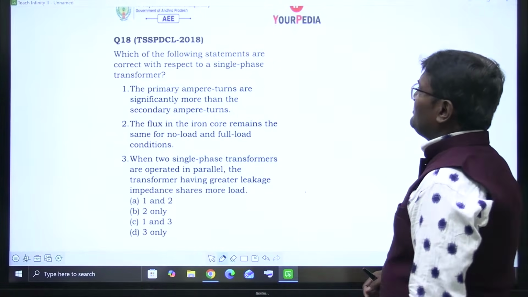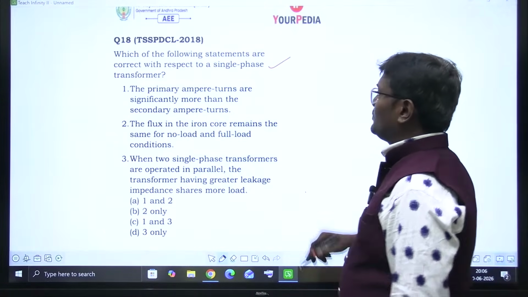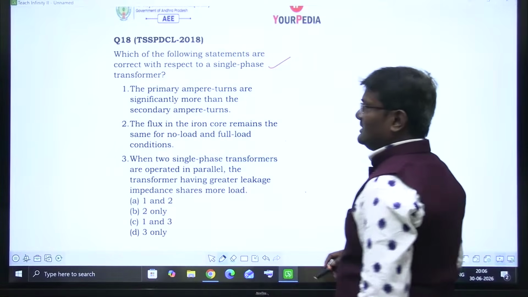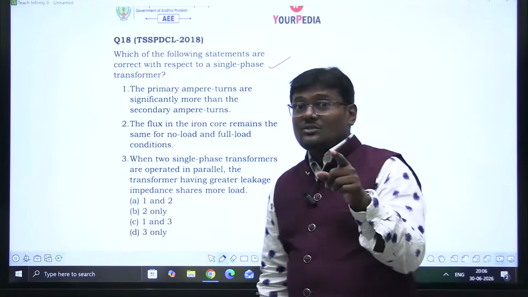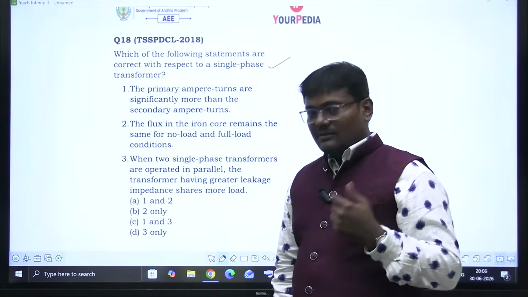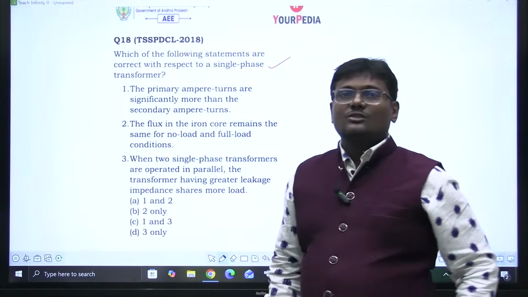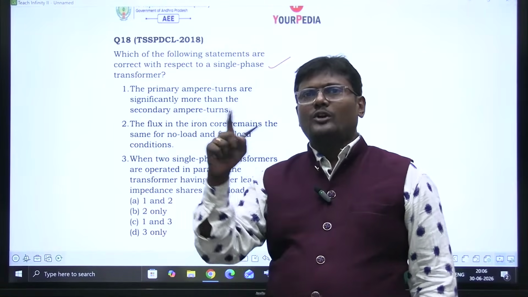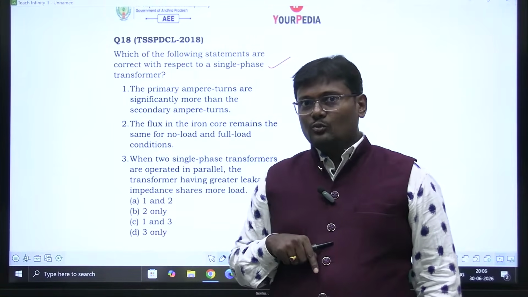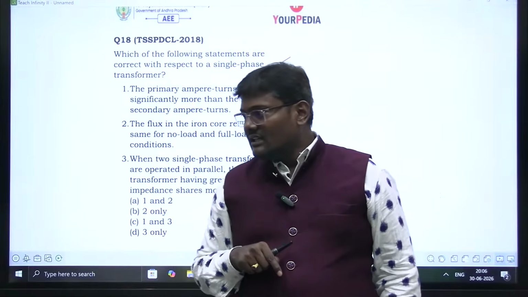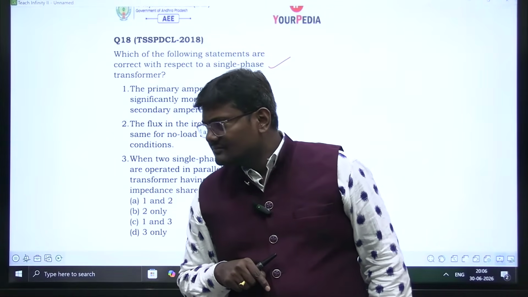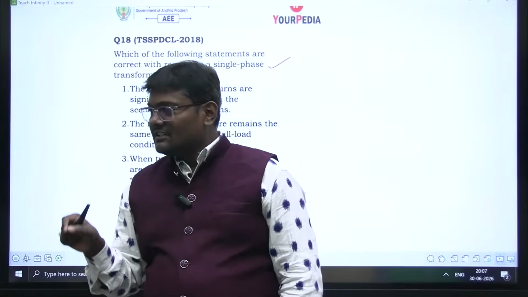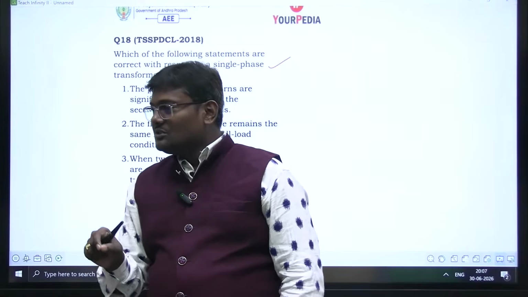Which of the following statements are correct with respect to a single phase transformer? The primary ampere turns are significantly more than the secondary ampere turns. I just explained this in the fourth or fifth question, where I1 is 2.24 amperes. How do we get 2.24? When the transformer is loaded, definitely I will share the questions as well as the solutions of this PDF.